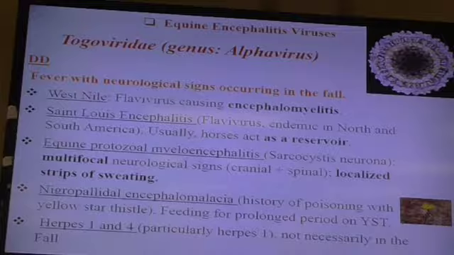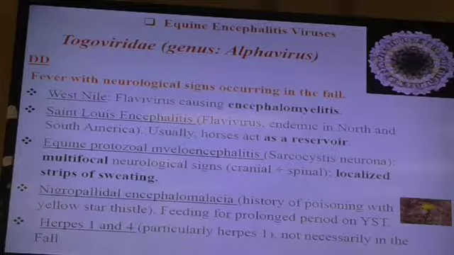So another disease, St. Louis. St. Louis is also present in the U.S. It's endemic in several parts of the U.S. But usually horses do not develop the disease. They act as a reservoir of equine encephalitis viruses.